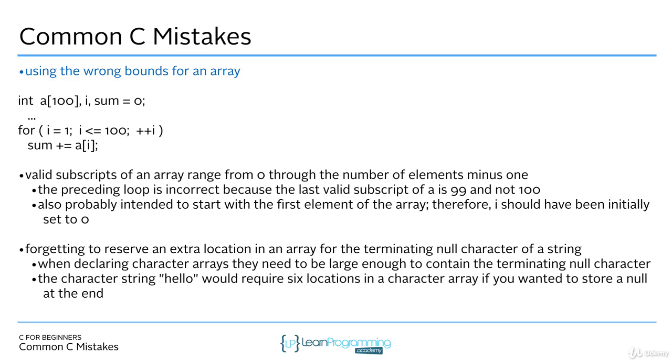Forgetting to reserve an extra location in an array for the terminating null character of a string is also a common problem. When declaring your character arrays, they need to be large enough to contain the terminating null character. This is why I would suggest you don't put a size in an array when you create it, if you're initializing it. You would only put the size in there if you're not initializing it. If you're creating and initializing on the same line, let C do the work for you. It will automatically put the right size, and it will include that null terminator. So, for example, if you have a character string called hello, this is more than 5 memory locations. It's 6 because of that null terminator at the end.